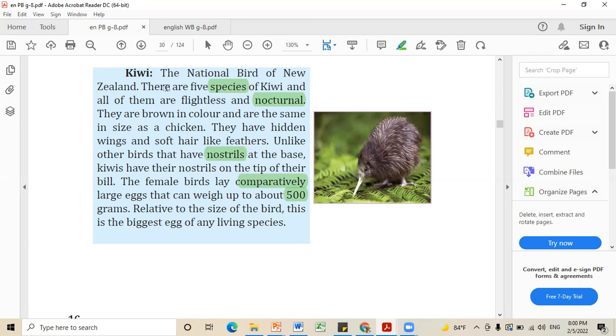Right. Okay, good. So that is a very good attempt, Hirosha. So we will just go through it again, and we will see. I think there are a few difficult words, right? Okay, so the first one, I will read the first sentence: the national bird of New Zealand, right?